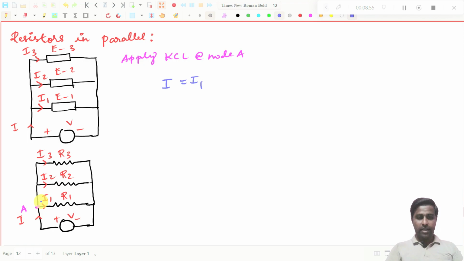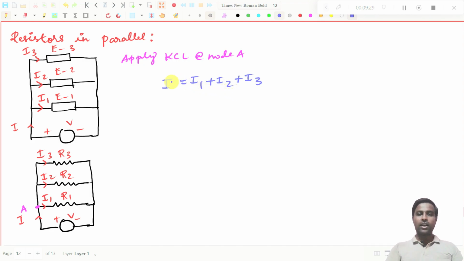And you see this I2 is also going away, so I can put I2 here, and this is I3. I3 is also going away from this node, right? So I can put this as I3. So the total current will be I1 plus I2 plus I3. That's all. Even if you apply KVL here, everything will be the same, and at last you will get I equal to I1 plus I2 plus I3, right?